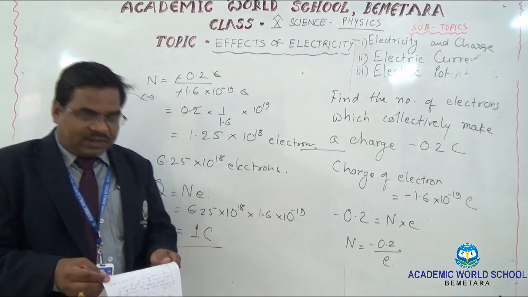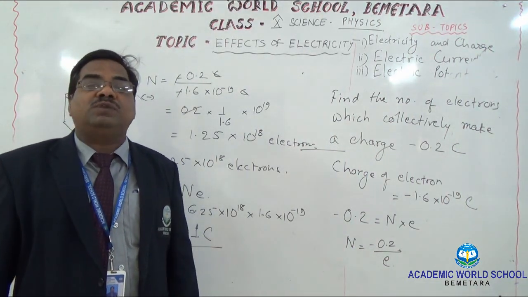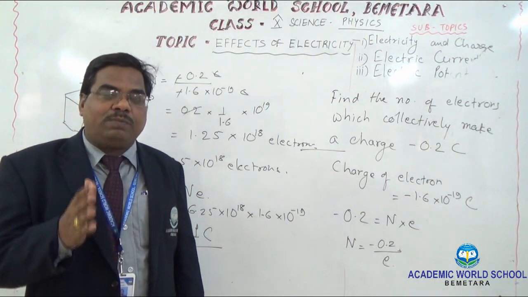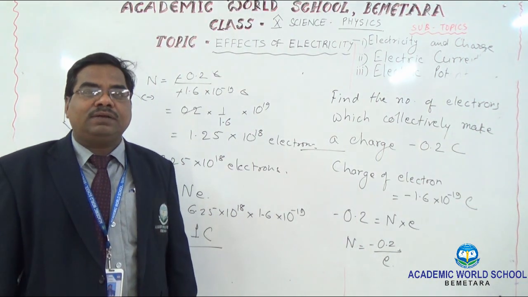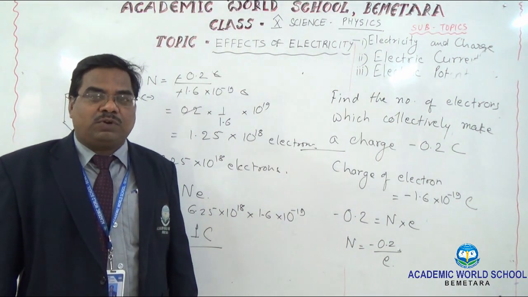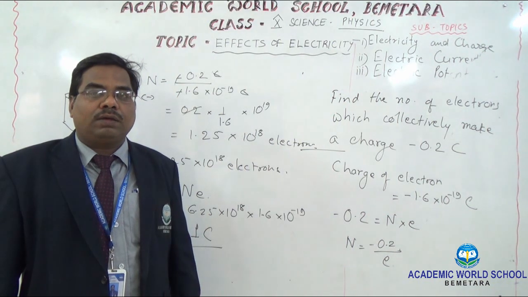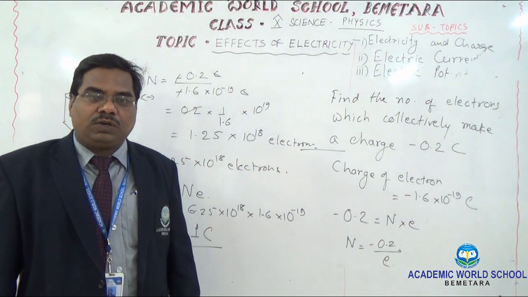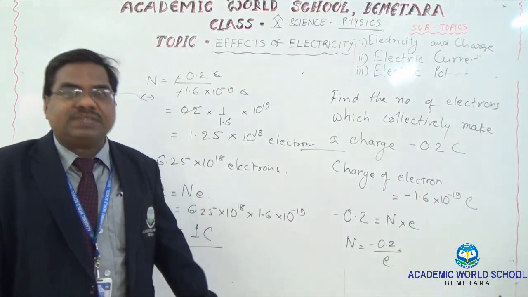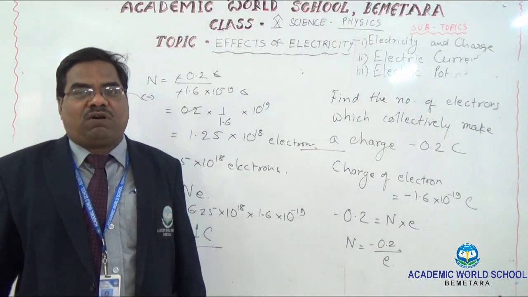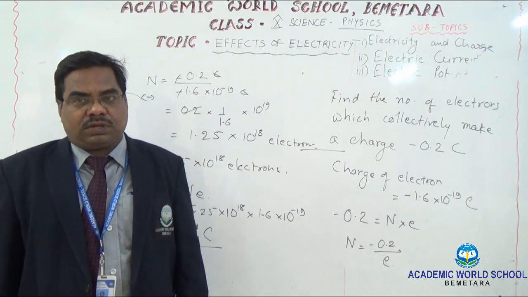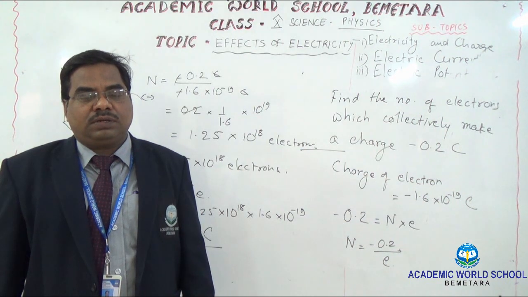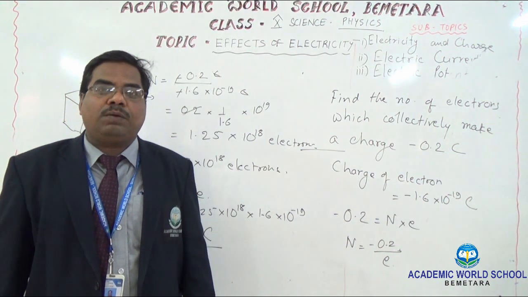Calculate the current in a circuit if 500 coulombs of charge flows through any wire in 20 minutes. Next question is, write the SI units of charge, current and potential difference.